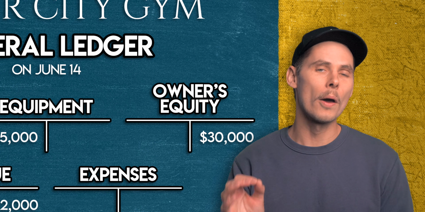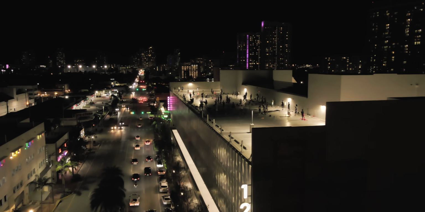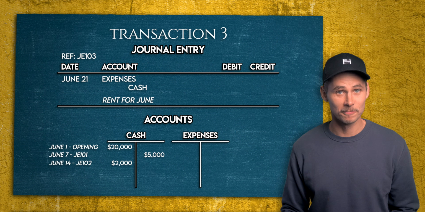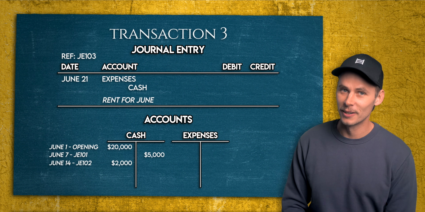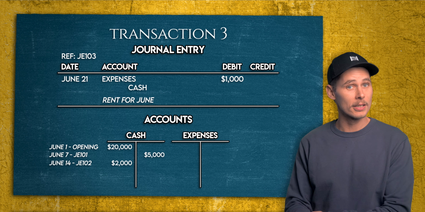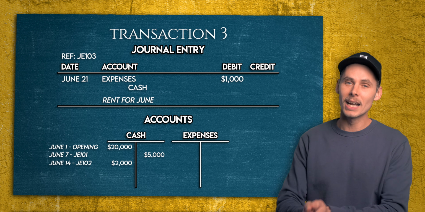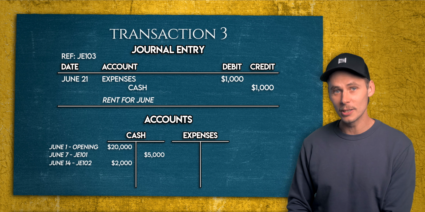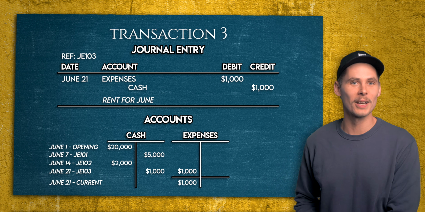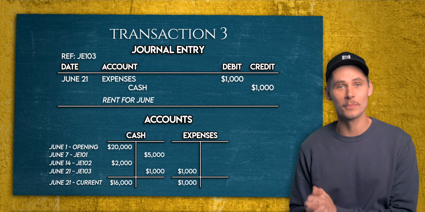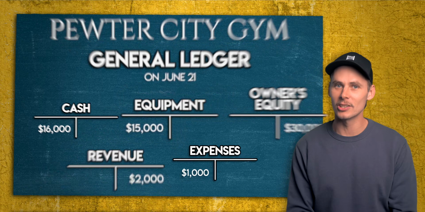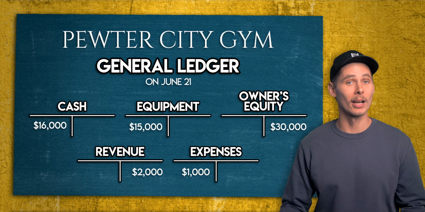Now let's record one more transaction. On June 21st, the gym pays out $1,000 in rent for its training facility. So let's create another journal entry. We'll debit expenses by $1,000 to increase them because expenses are represented by the first E in DEALER. And we'll credit cash by $1,000 to decrease it. Time to post. Expenses increase from $0 to $1,000, and cash decreases from $17,000 to $16,000. We're 3 transactions in, and our general ledger is starting to tell a story.